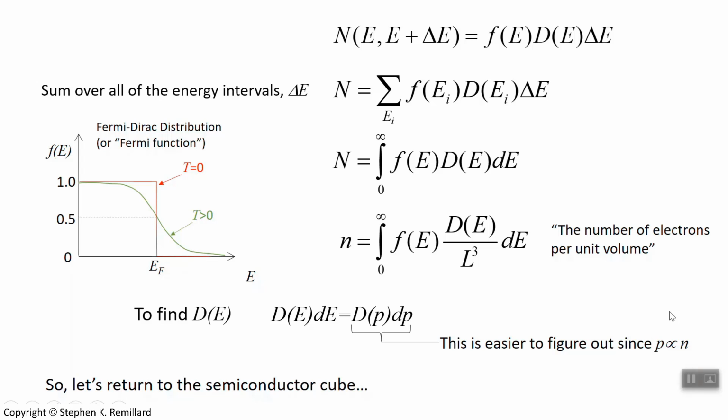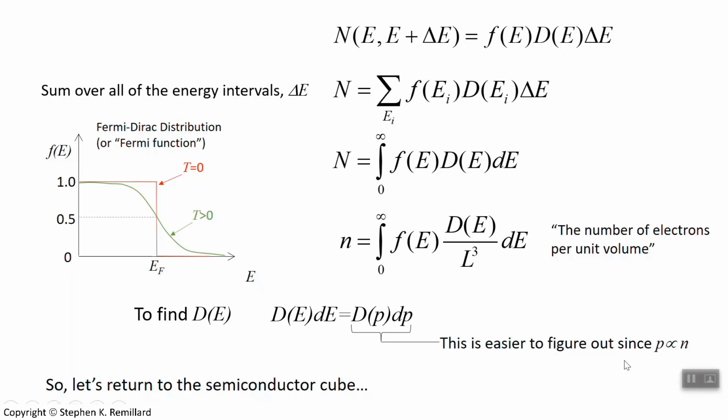Worth pointing out here is that big D of E and big D of P will have different dimensions. Big D of E has dimensions of per energy, and big D of P has dimensions of per momentum. So they really are not the same function. They're definitely quite different functions. But numerically speaking, when multiplied by their respective differentials, they give the same value.